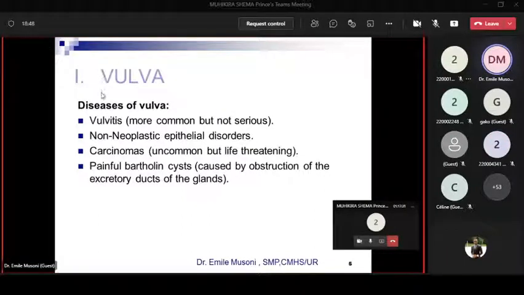Another disease of the vulva is the Bartholin cysts. This one is common. Bartholin cysts, you will see even in your gynecology course. This one is caused by obstruction of the excretory ducts of the Bartholin gland.